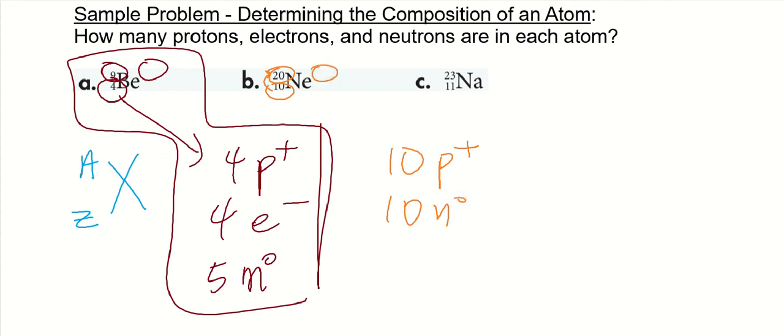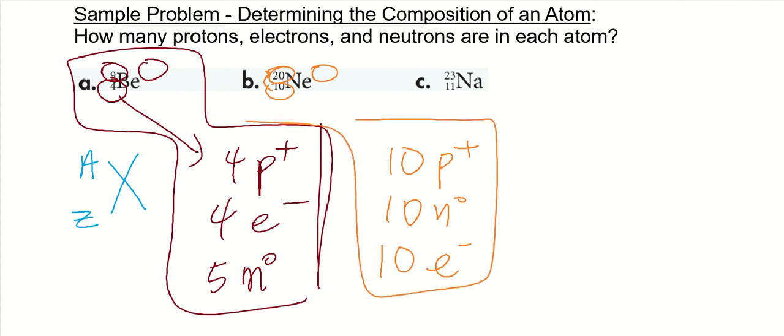And again, because there's no charge on this, it must be neutral. The only 2 particles that have charges are the protons and the electrons, so they have to equal, right? Notice that these are equal, 4 and 4, and 10 and 10, just written in different orders. And so that's neon.